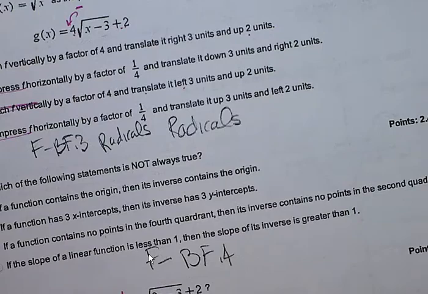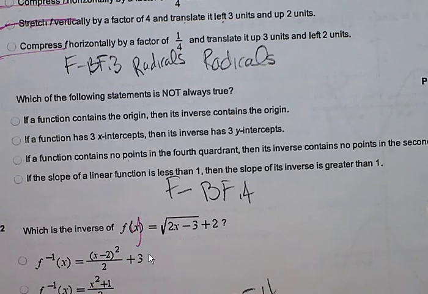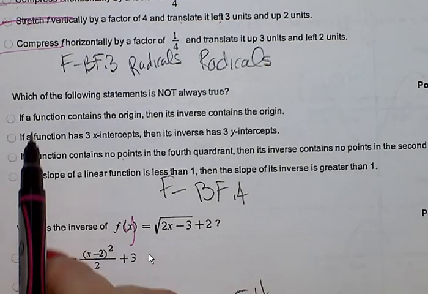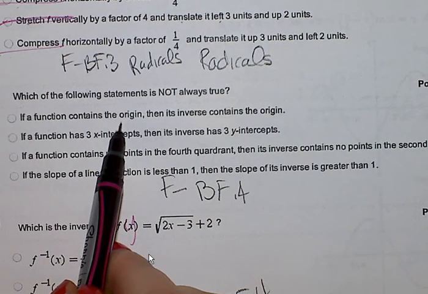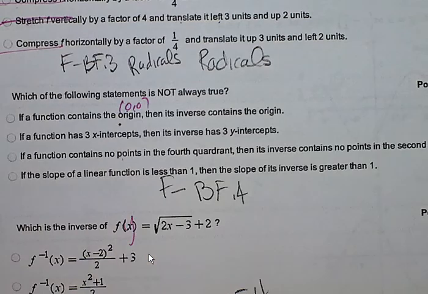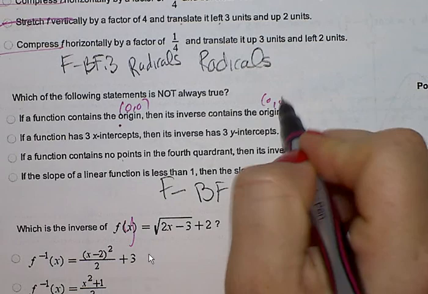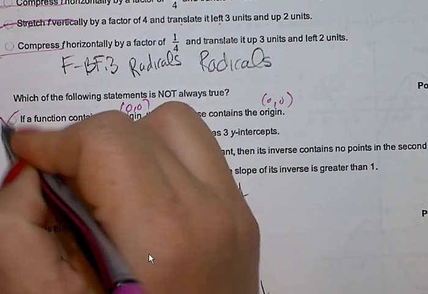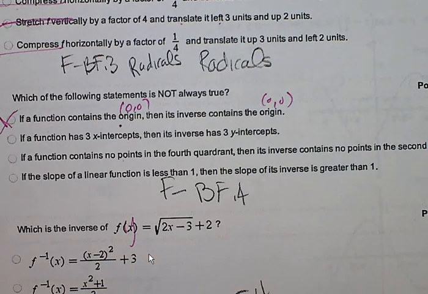Look at number 11. Which of the statements is not always true? Okay, we know that, let's say one of the functions contains the origin, which is the ordered pair (0, 0). Well, when you switch them, what do you still have? (0, 0). Is that true? Okay, I know that's true. I'm trying to find out which one is false. We're going to come back to this one.